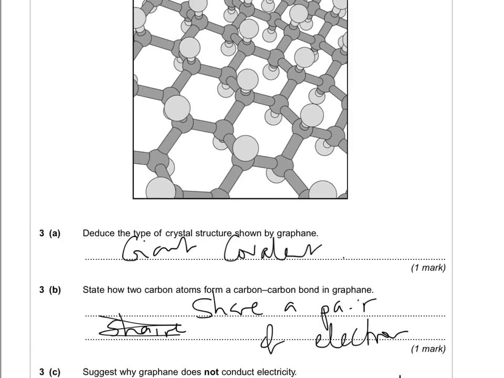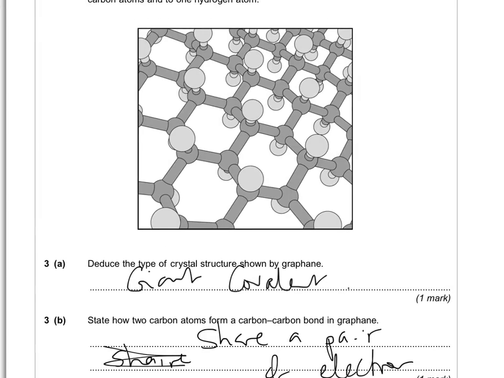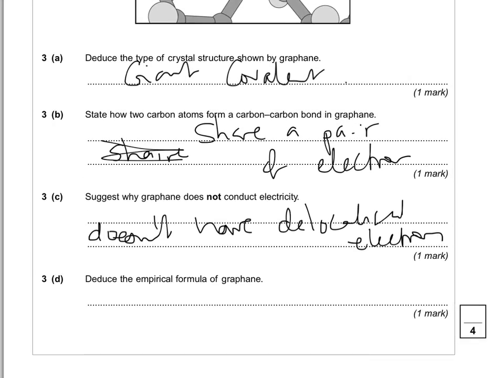Then the empirical formula, a lot of people struggle on this. For every one carbon, there's one hydrogen attached to it. And that's the same all the way along it. So actually this is just CH.